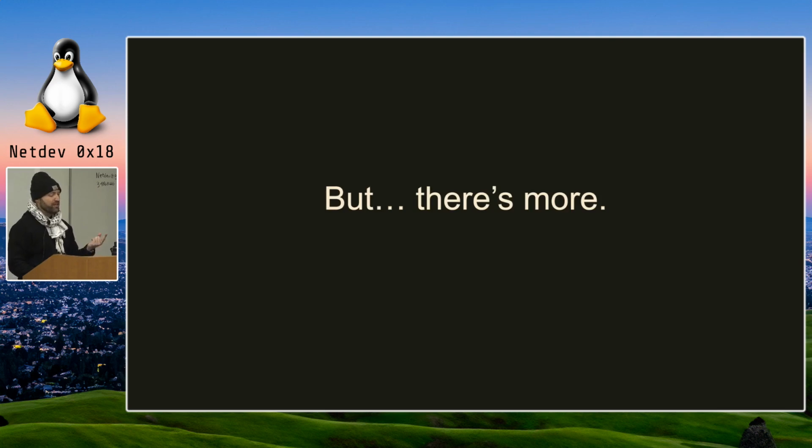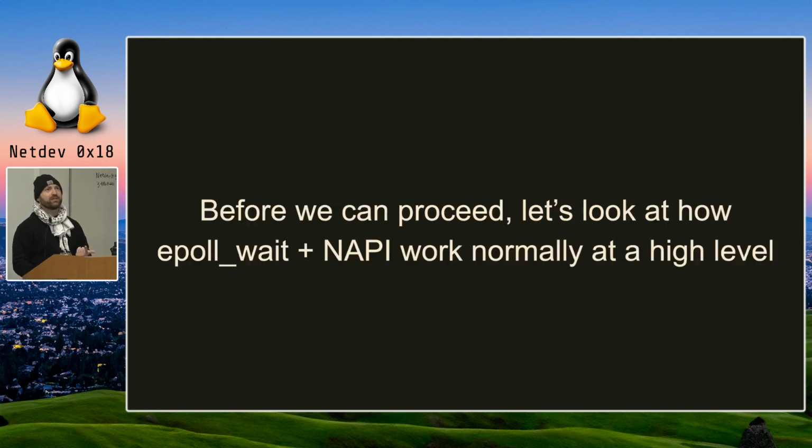There's something really interesting that's tied into this, which took me a little bit longer to understand how it worked. Before I can tell you about this really interesting NAPI ID and busy poll thing, I first want to very briefly, at a super high level, show you how epoll wait and NAPI work normally, so that you can understand how it works when you use it in busy poll mode.